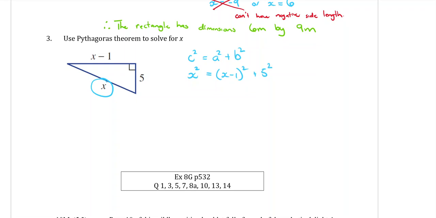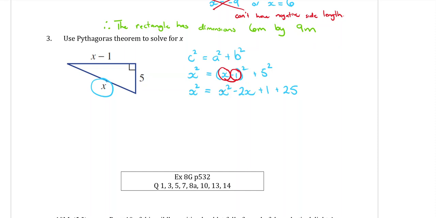I have the equation now, I just need to expand it so that I can solve it. Let's leave the x squared. Expanding the perfect square using the short method, we multiply x times x to get x squared. Then we multiply the x by minus 1, which is minus 1x, but then we double that to get minus 2x. Then we times the minus 1 times minus 1 to get a positive 1 on the end. 5 squared is equal to 25.